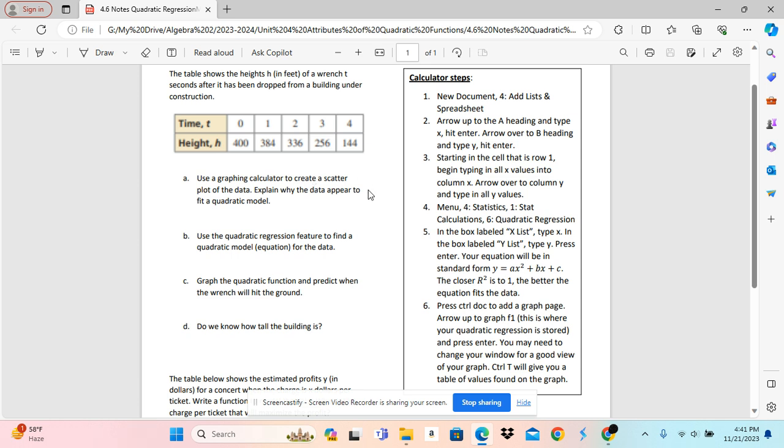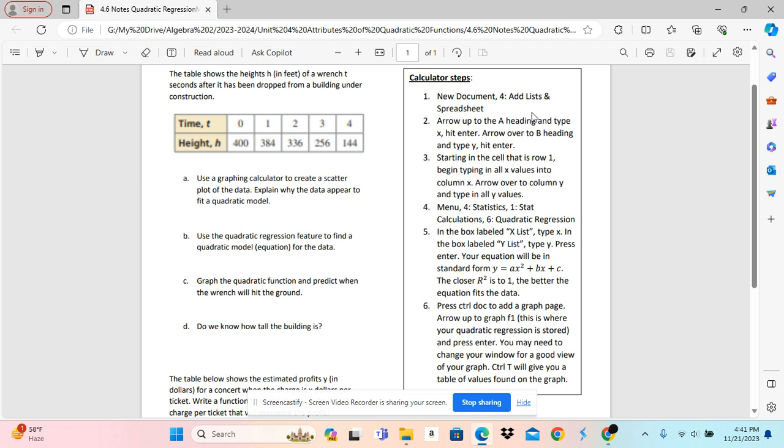So the steps on this problem are asking you to use a graphing calculator and explain why the data appear to fit a quadratic model. We're going to use a quadratic regression to find the quadratic model or the equation for the data. And then we're going to predict when the wrench hits the ground.